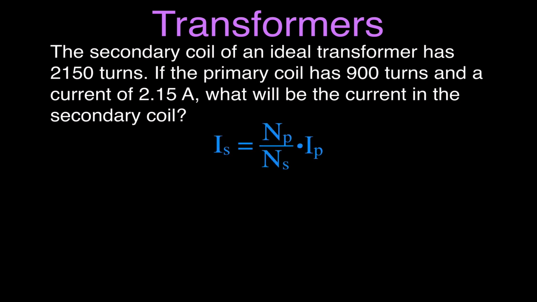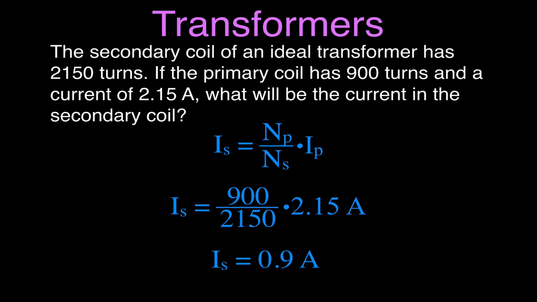Okay, so this is the equation we're going to use. We showed this equation in the previous video, on the first slide, and we plug the values in. We get 900 divided by 2150 times 2.15, and we get 0.9 amperes. And just like I said, more windings on the secondary than on the primary equals lower current than what we started out with. Primary was 2.15, the secondary current is 0.9.